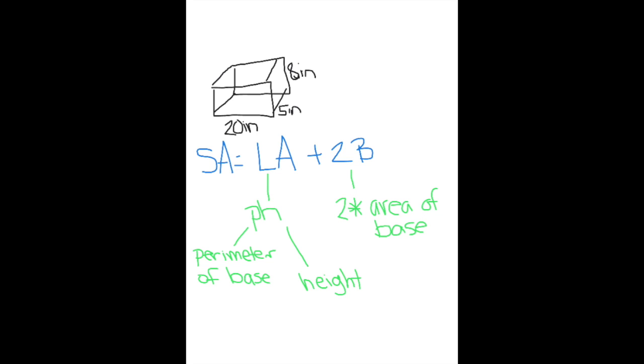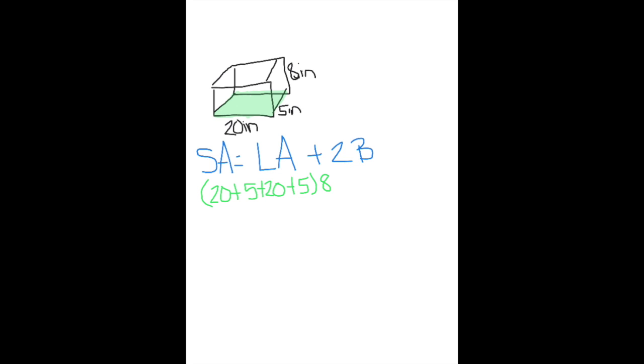So we're going to begin by finding the surface area of this prism. Remember, surface area is equal to lateral area plus 2 times the area of the base. Anytime you see a capital B, that means you are finding the area of the base. Earlier we stated lateral area is the perimeter of the base times the height, so we can show that with P times H. So we have this prism here, and I'm going to start by just finding the lateral area.